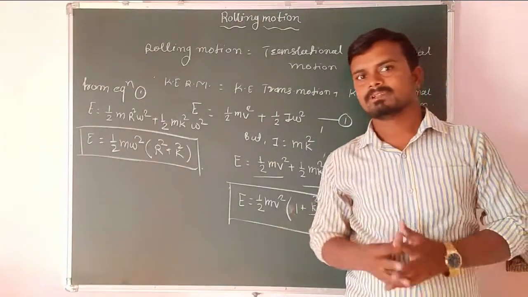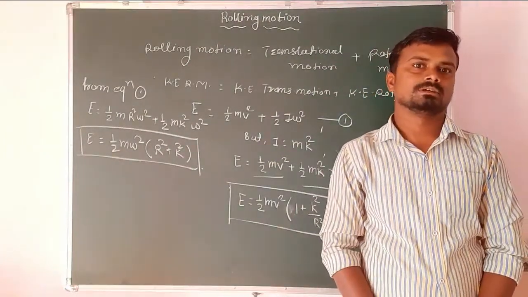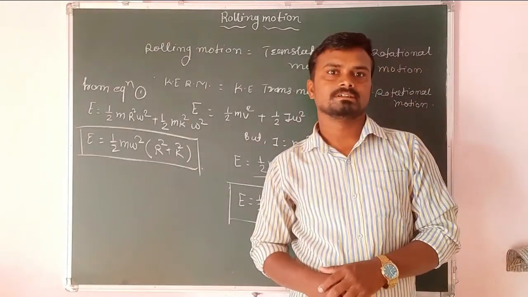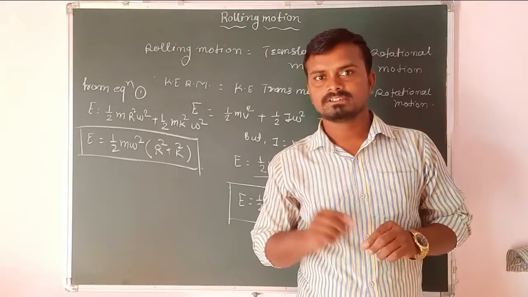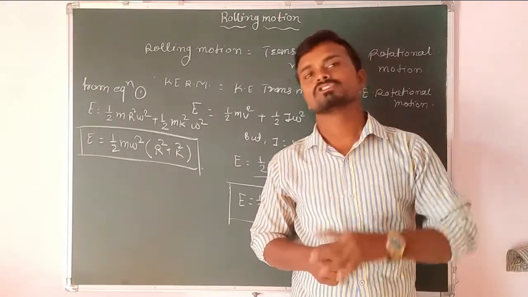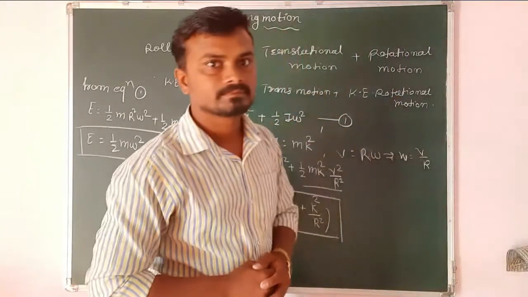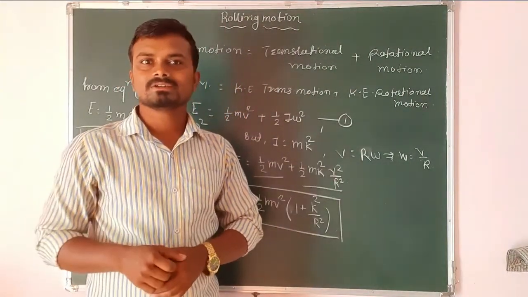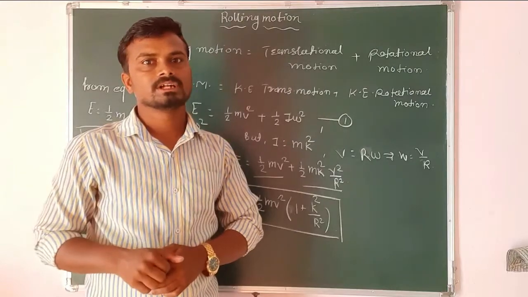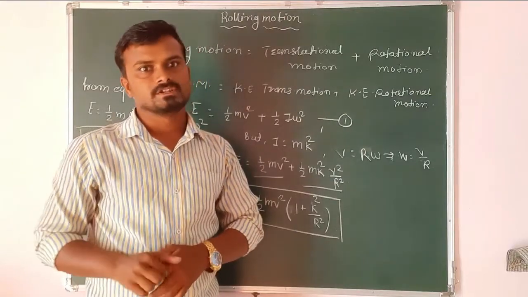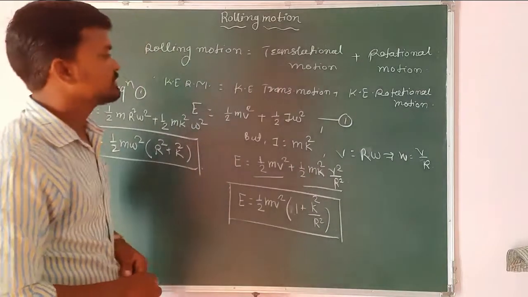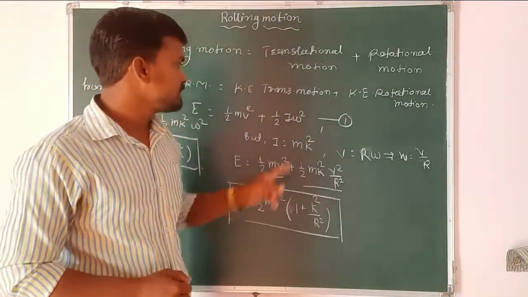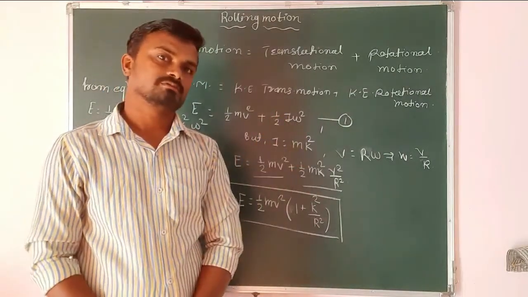Very simple type of motion, rolling motion. If a body possesses both types of motion, that means translational motion as well as rotational motion, then the resultant motion of that body is nothing but a rolling motion. And the kinetic energy of rolling motion is the combination of kinetic energy of translational motion and kinetic energy of rotational motion. Kinetic energy of translational motion is given by 1 by 2 m v square, and kinetic energy of rotational motion is given by 1 by 2 I omega square.